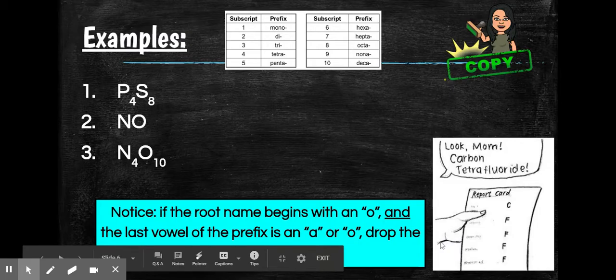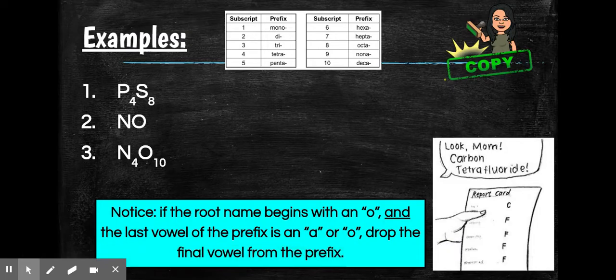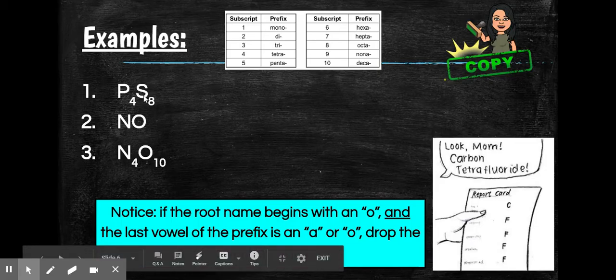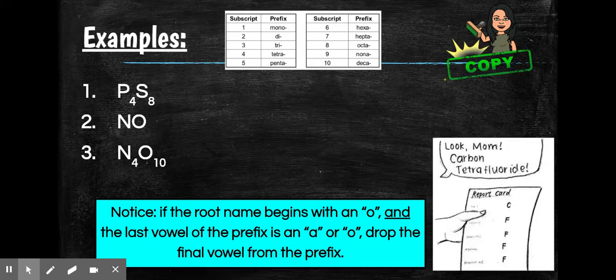Okay, so we're going to do some examples, and I'm going to keep these prefixes in mind. First one, we have phosphorus and sulfur. So our first step is to write down the first element. It doesn't change its name. We give it a prefix if we have more than one of them. And so we have 4, and so we need a prefix for 4, which is tetra. So this is going to be tetraphosphorus.